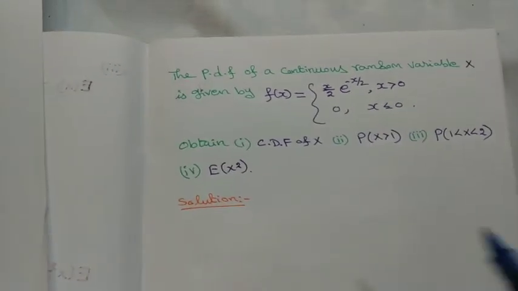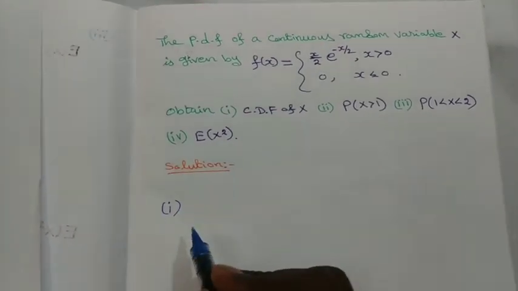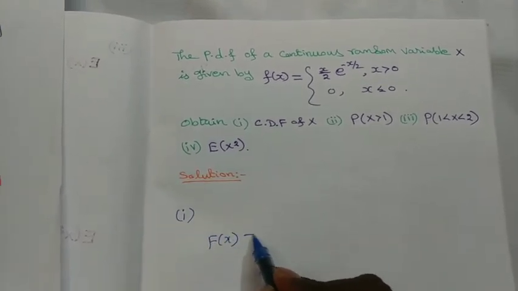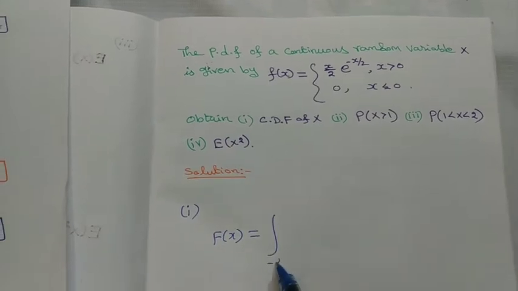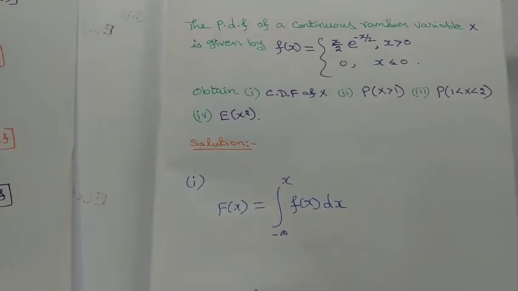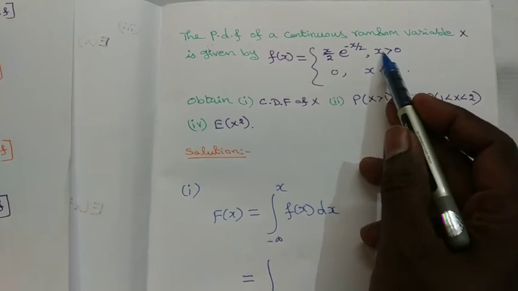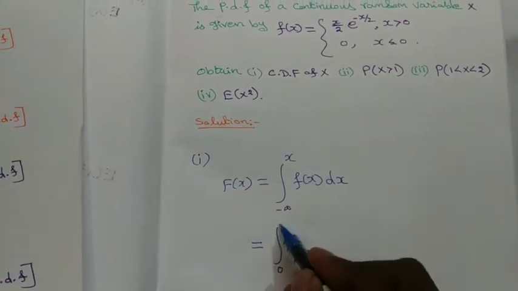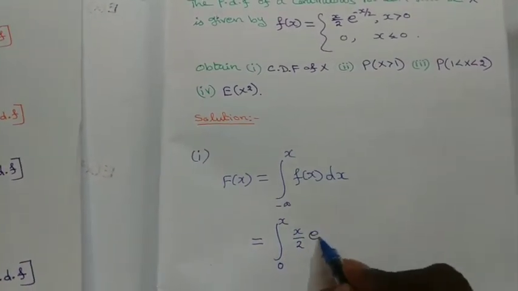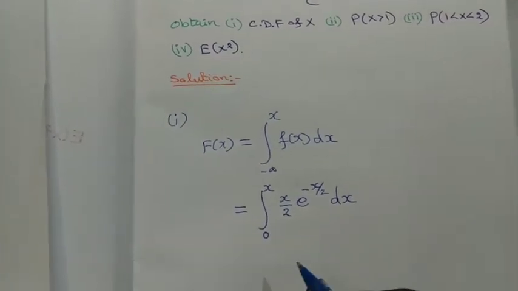Okay. So now in this problem, first question, I want to find out the CDF, cumulative distribution function. The formula for CDF is capital F of x equals the integral from minus infinity to x of f of x dx. Now in this formula, the range starts from 0 because x is greater than 0, so we take 0 to x. f of x is (x/2) e^(-x/2) dx. Now I want to integrate this function.